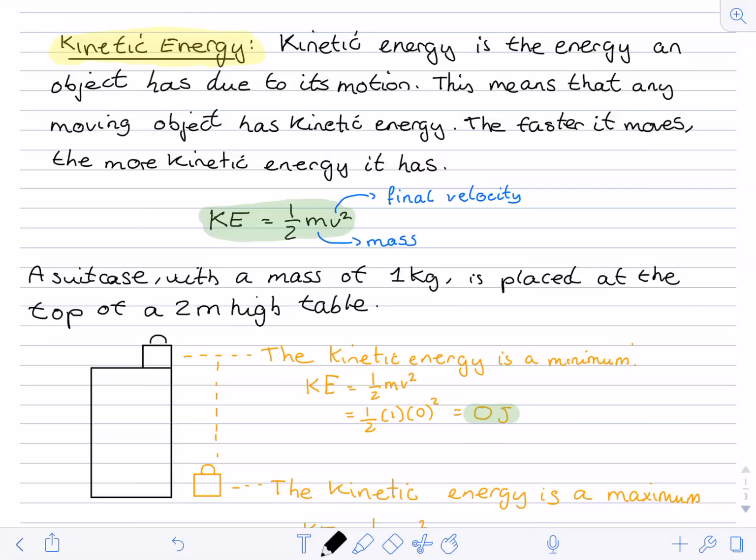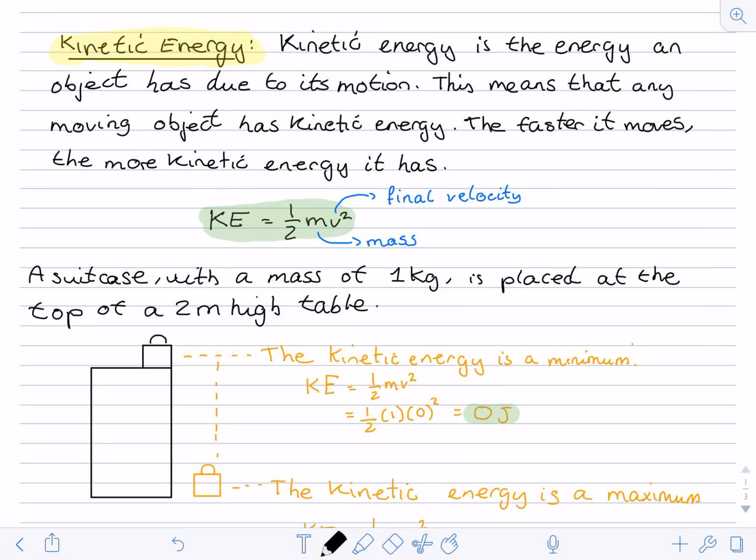Today we're going to cover kinetic energy. This video is linked to the previous video I uploaded about potential energy. So if you haven't seen that video yet, I would strongly recommend to go and watch it before watching this video. Okay, so to start, what is kinetic energy?